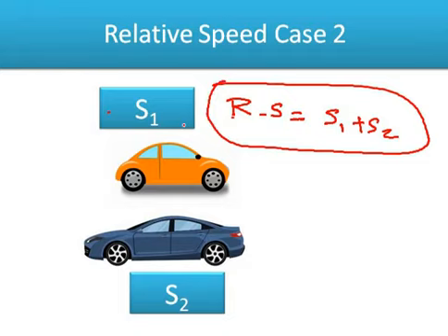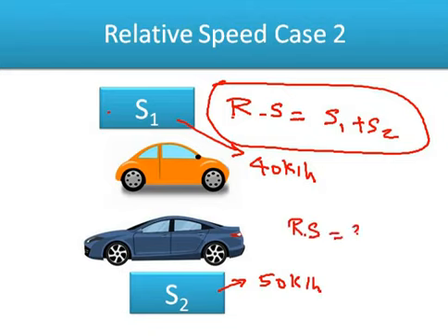Let's assume the speed of this vehicle is 40 kilometers per hour and the speed of this vehicle is 50 kilometers per hour. What is going to be the relative speed? It is 90 kilometers per hour.